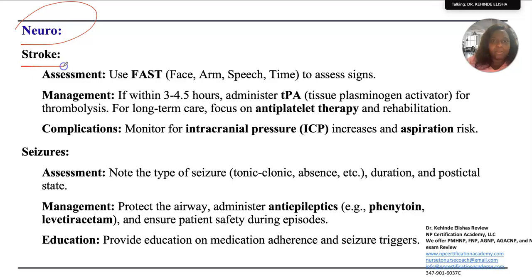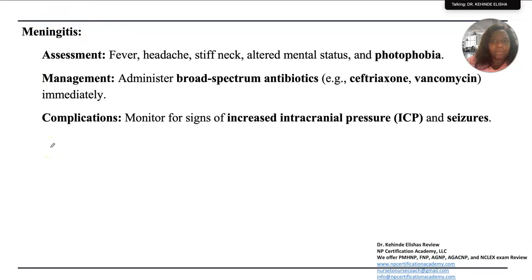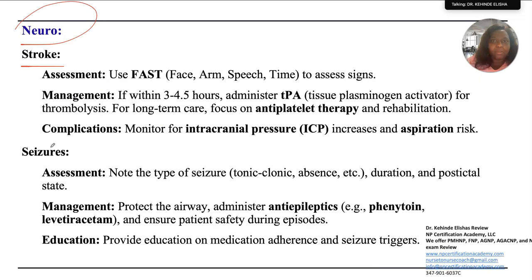So with neuro, can we go through it? Stroke, seizures, Parkinson's disease, multiple sclerosis, and meningitis. Now with stroke, what do we see? What are the assessments with stroke? There is something called FAST. What is FAST? That is the face, the arm, the speech, and the time. We must assess for this.